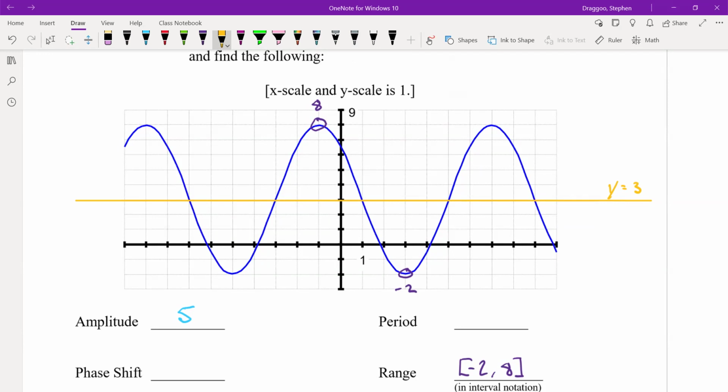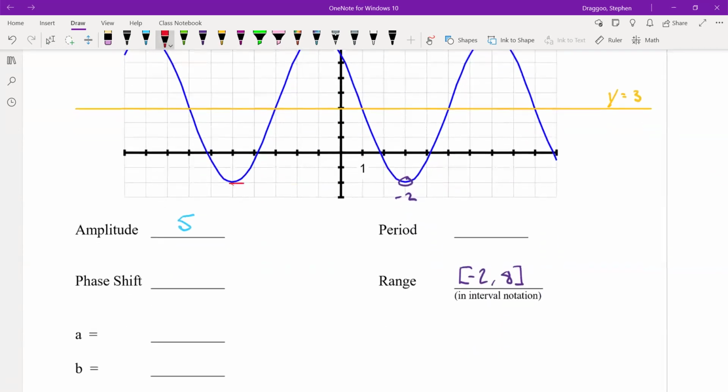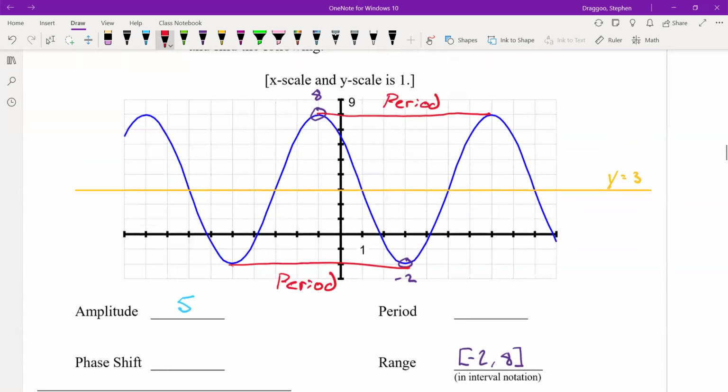So the next thing I'll want to read off the graph is the period. So the period is the length of one full cycle. I think the easiest way to find the period is to look at the distance between two maximum values. So I'm looking at the length of this horizontal line. Period would be that line right there. That distance is the same as the distance between two minimum values. So the period is also that length right there.